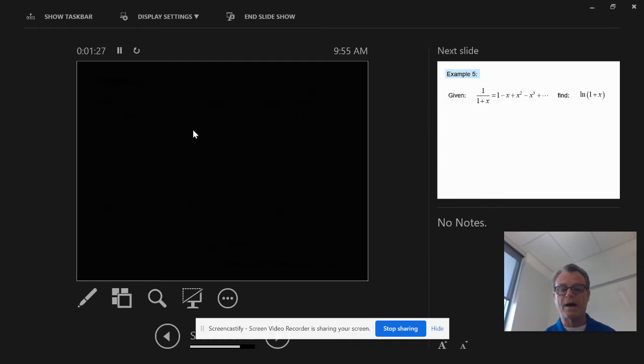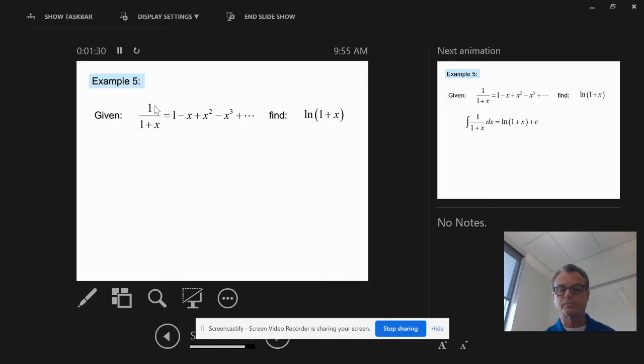Then in example 5, it takes something a little different. First term's 1. 1 subtract the constant multiplier. In this case, the constant multiplier is a negative x. So our series would be 1 times a negative x times a negative x squared times a negative x. And we want to find the natural log of the denominator. So I'm going to anti-differentiate the left, which would give me what I'm looking for.